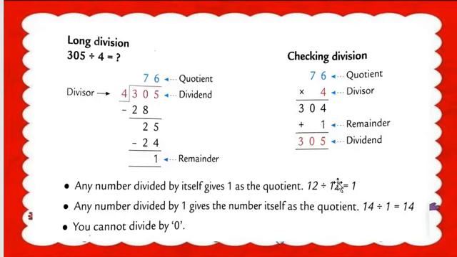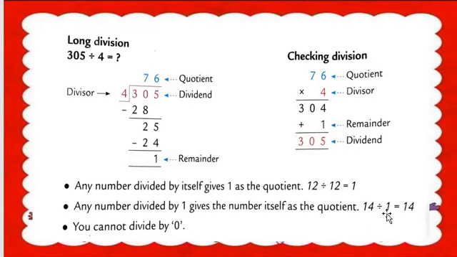12 divided by 12 means 12 ones are 12, like that we get 1. Okay, itself gives 1, means 2 divided by 2 is equal to 1, as 2 ones are 2. And another example, 7 divided by 7 means 7 ones are 7. Understood? Like that, any number divided by 1 gives the number itself as the quotient.